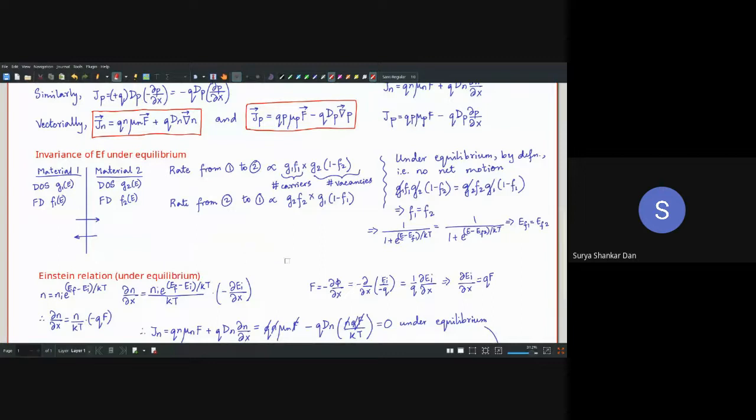Why is EF the same under equilibrium? That also we will understand mathematically. Okay, so that is a modeling course. So once we understand through mathematics and physics, you will never have any confusion in life. किसी ने बता दिया था EF is the same throughout the device. अरे क्यों यार?